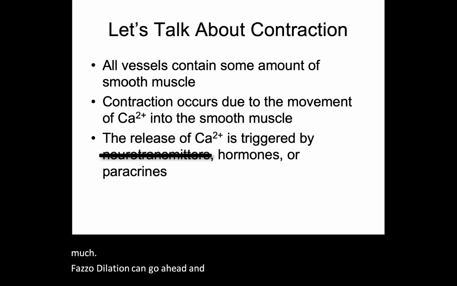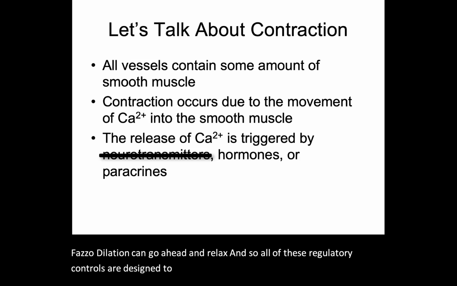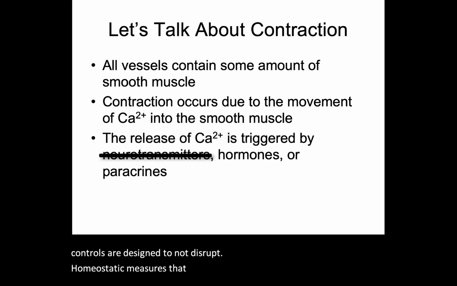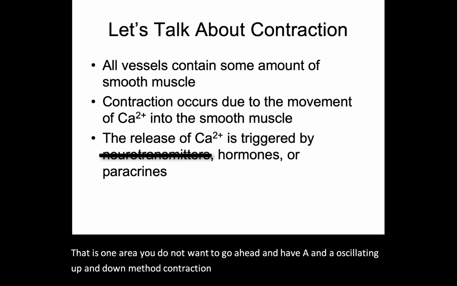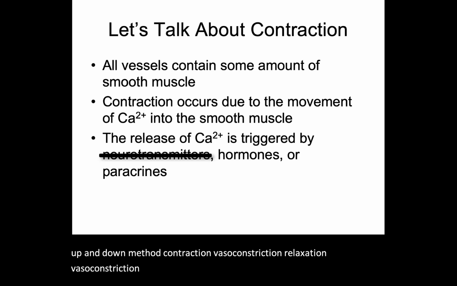And so all of these regulatory controls are designed to not disrupt homeostatic measures that are there to maintain blood pressure. That is one area where you do not want an oscillating up and down method. Contraction, vasoconstriction, relaxation, vasoconstriction, relaxation. Think about what that would do to the blood pressure systemically.